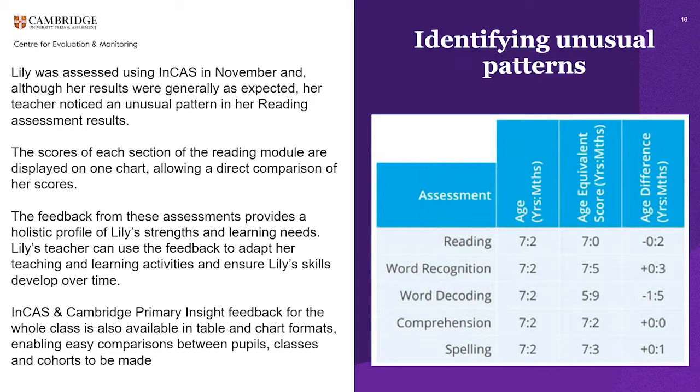So by examining the age difference column, Lily's teacher notices that although her overall reading scores are generally around her chronological age, her word decoding score is very low, and it's nearly a year and a half below her chronological age. So it's recognised that a child's reading comprehension is underpinned by two key skills, decoding and listening comprehension.